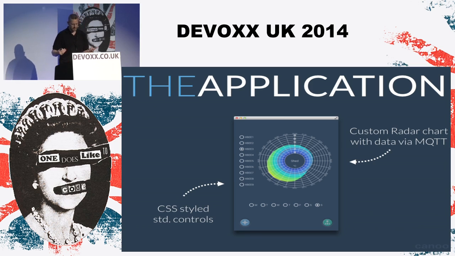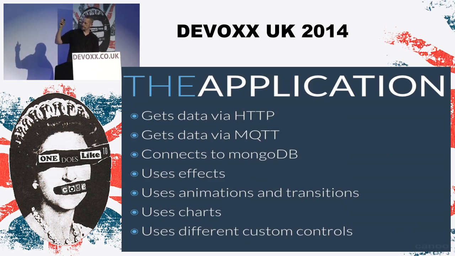So this is in principle the application that I wrote to monitor my sensor network at home. And it uses HTTP via the network, MQTT. It connects to MongoDB. It uses effects, animations, and transitions that you will see.